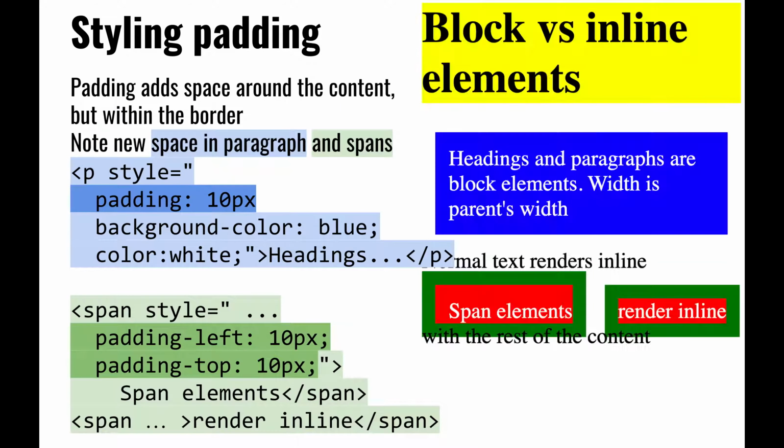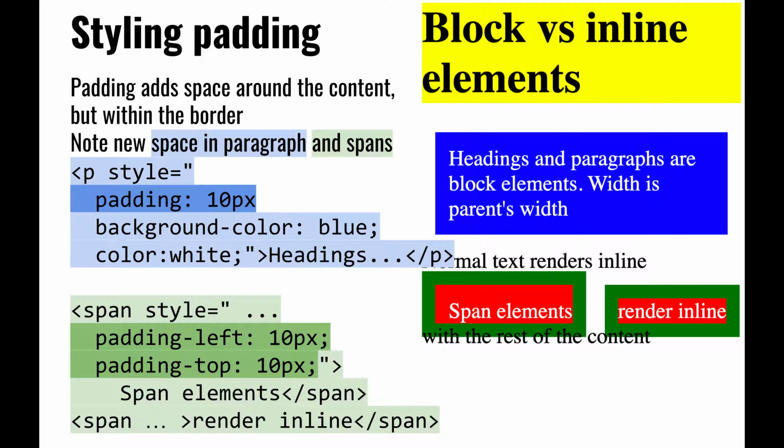Okay, and finally we have padding. Padding allows it to configure the content inside of the border, right? So inside of the border. So for instance, here we're changing the padding all around in the paragraph. So top, bottom, left, right. But notice that there's a 10 pixel around the entire content, right?